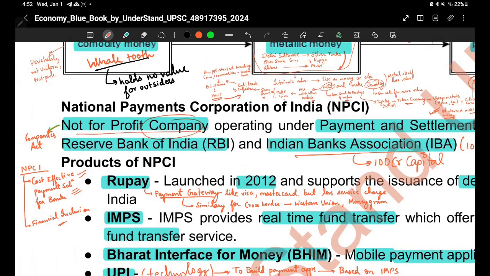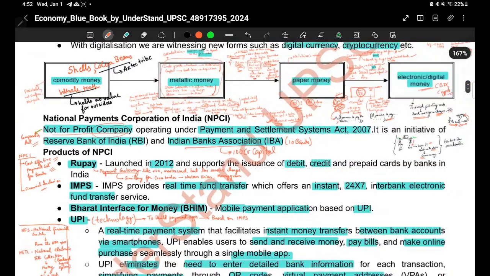Since it is a company, it has to be registered under the Companies Act, operating under the Payments and Settlement Systems Act of 2007. It is an initiative of RBI and the Indian Banks' Association. Like 10 banks came together, they gave 100 crore capital and made this NPCI.